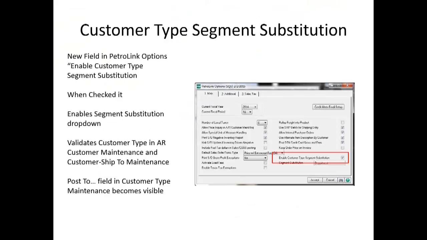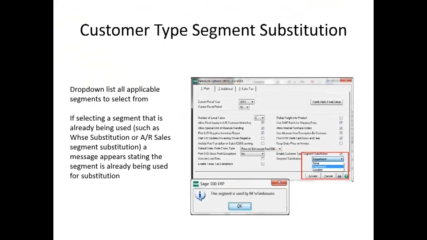When you check it, it will then enable a segment substitution drop-down right below it, and will begin validating the customer type in AR customer maintenance and customer ship-to maintenance. So it'll begin requiring that field be a validated field, which just means there's a table of these that it checks against to make sure they're legitimate. And then the post to field in the customer type maintenance becomes visible for the general ledger. So that drop down allows you to list the segments as you've defined in the general ledger and choose which ones you want to select from.